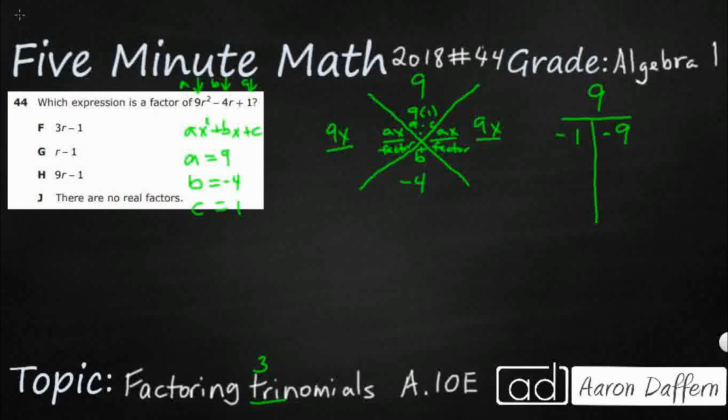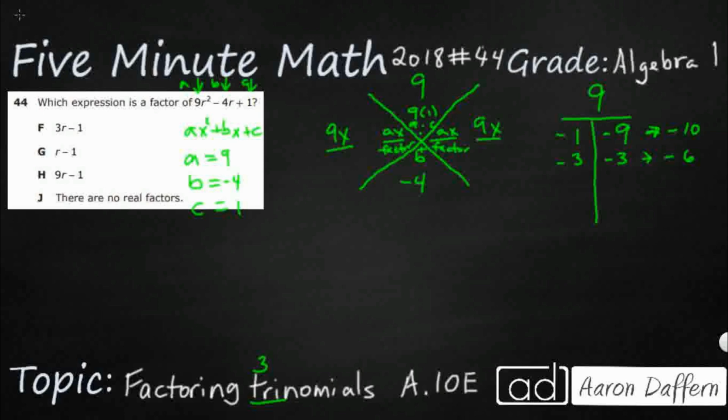But it would end up adding to negative 10. So we're going to keep track of that because I'm looking for what multiplies to 9 and then adds to negative 4. Okay, so I've got negative 3 and negative 3. Well, that multiplies to positive 9, but that adds to negative 6. That's it. Those are the only factors of 9. It's not like it's 36 or something that has a whole bunch of factors.